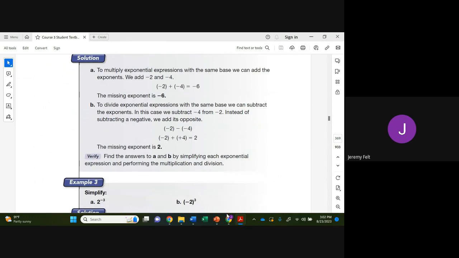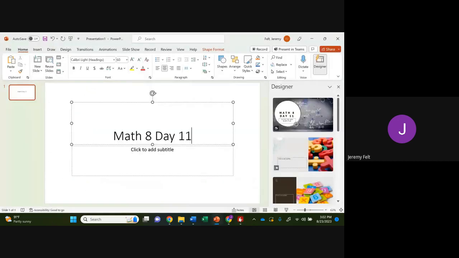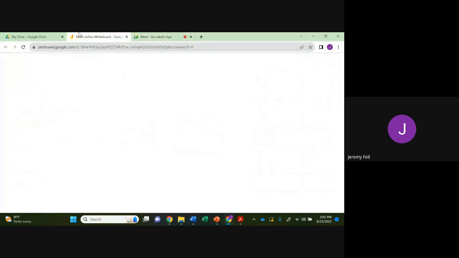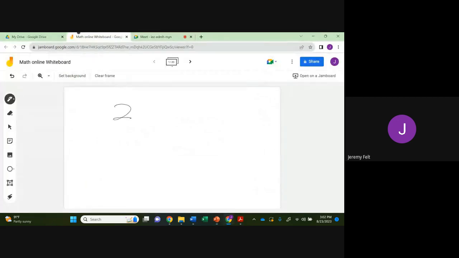Okay, let's look at 2 to the power of negative 3. So if I have 2 to the power of negative 3, well, that equals 1 over 2 to the power of 3. 2 cubed, or 2 times 2 times 2, is 8. So this would equal 1 over 8. Or as a decimal, that would be 0.125.